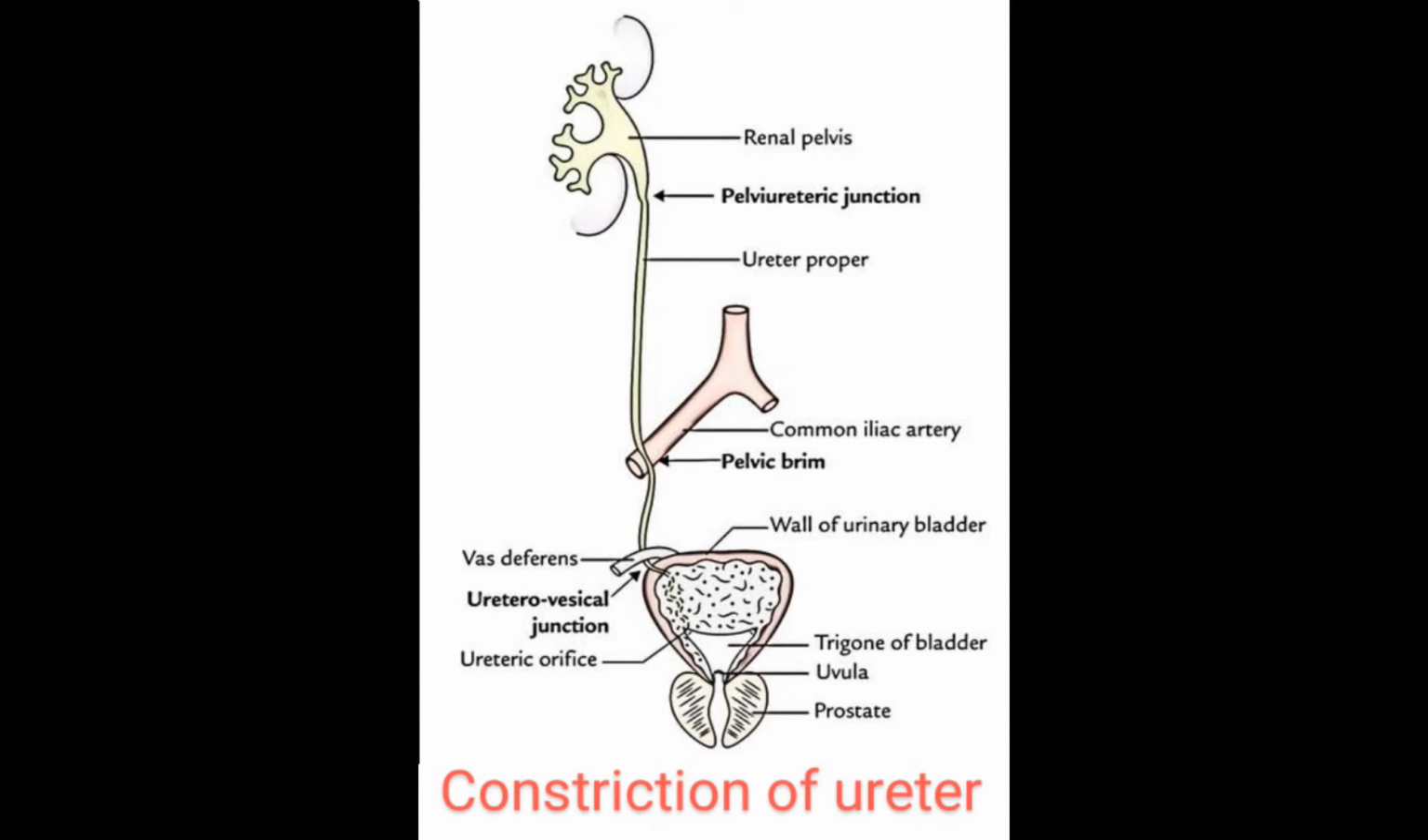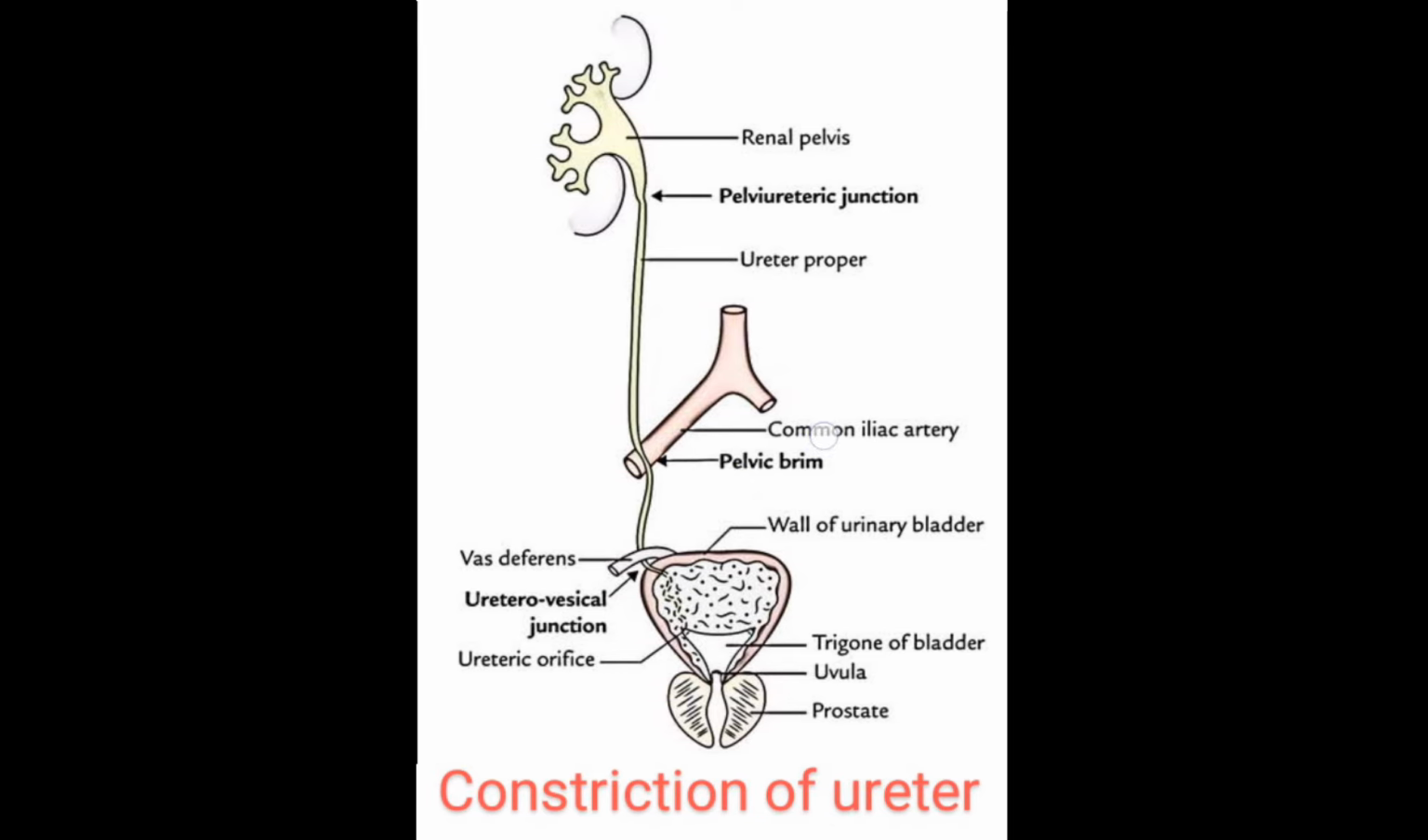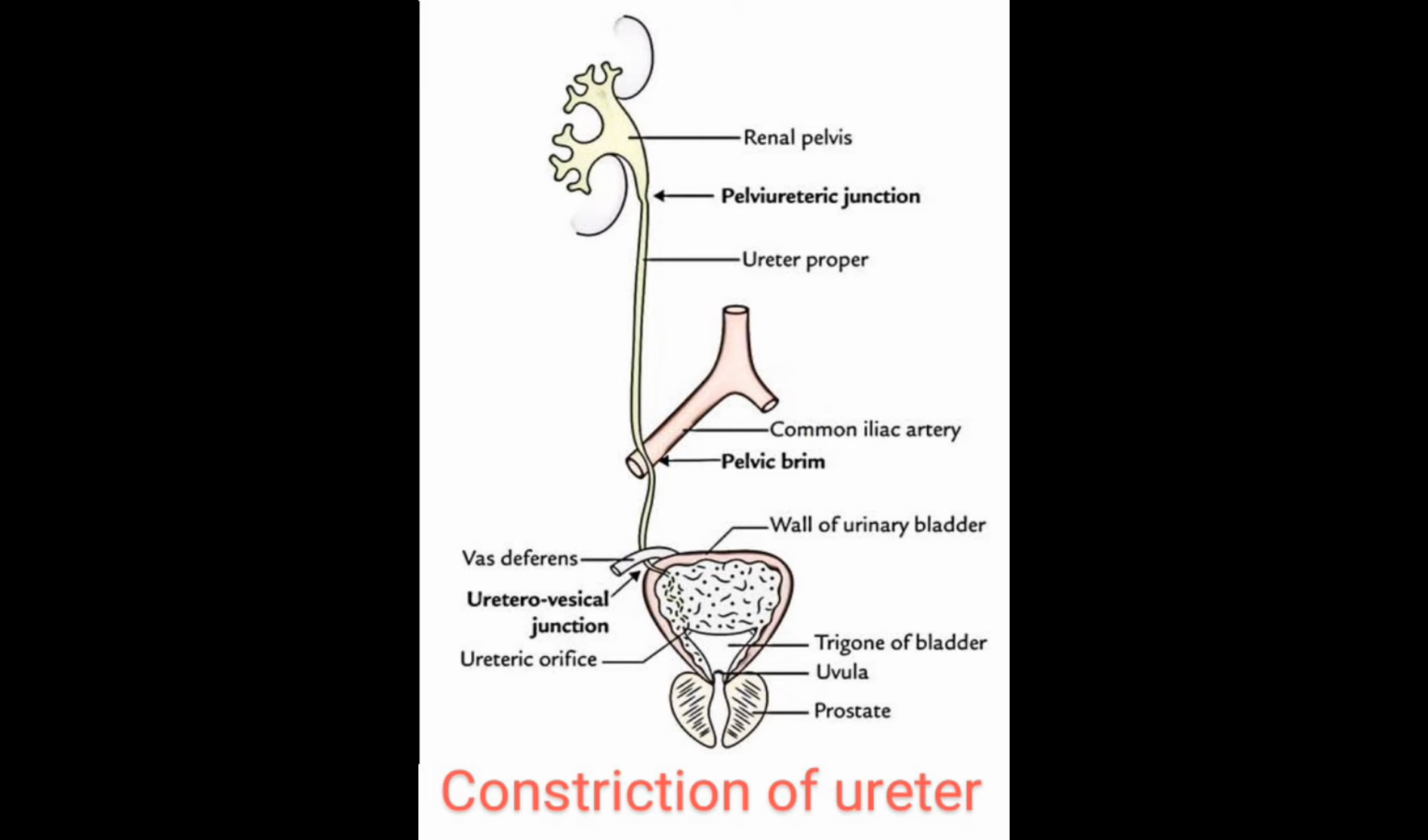And then we have three important constrictions in the ureter. The first one is at the pelvic-ureteric junction, at the junction of pelvis and ureter, where it is originating. Then at the crossing of the brim of the lesser pelvis, at the pelvic brim, where it is crossing the iliac artery. Then at the vesico-ureteric junction, where it is entering into the bladder. So there are three constrictions, and the narrowest part is at the vesico-ureteric junction.